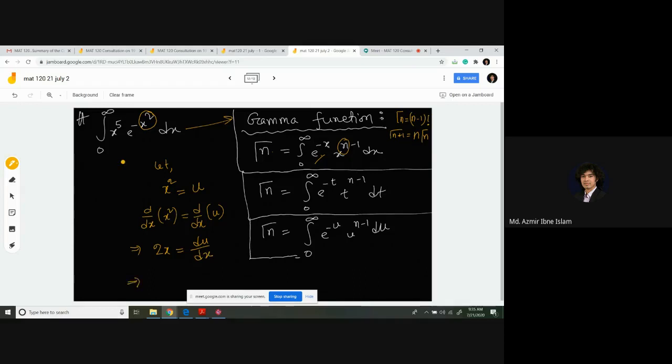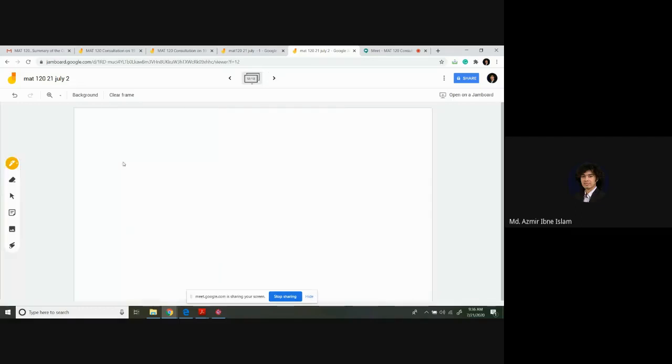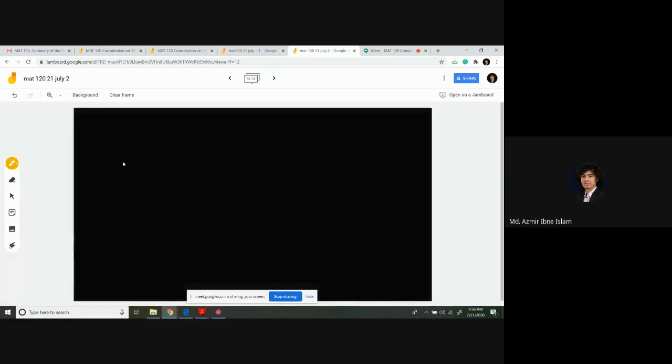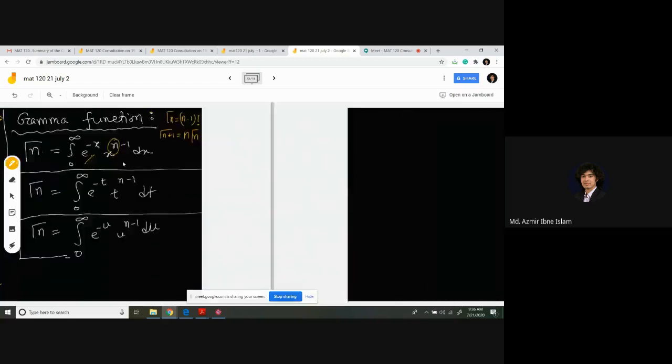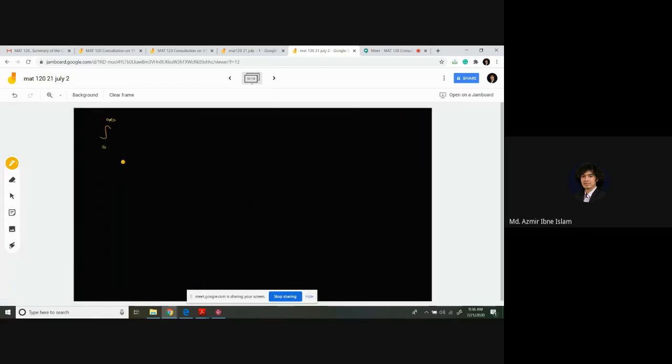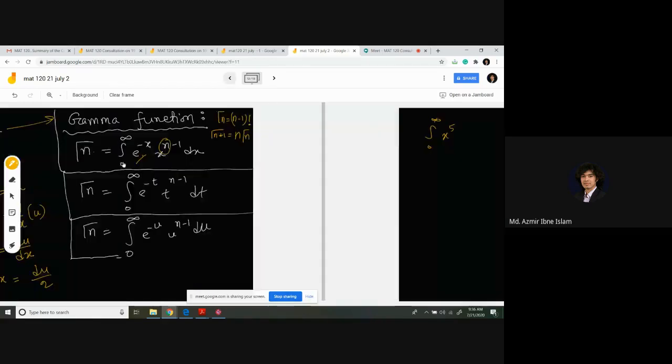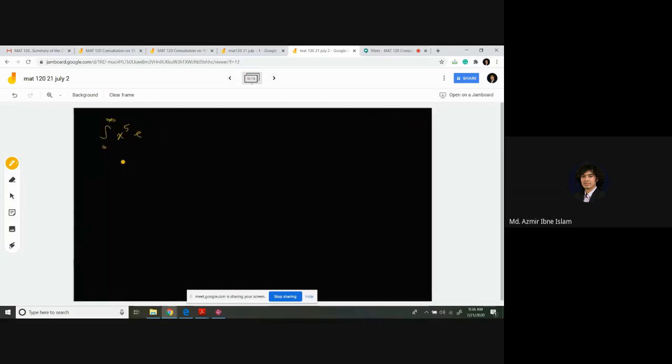Finally we are getting x dx equal to du over 2. Clear? Yes, sir. So now I'm getting back to that one. That is, we have previously the integration from 0 to infinity of x to the power 5, e to the power negative x squared dx.